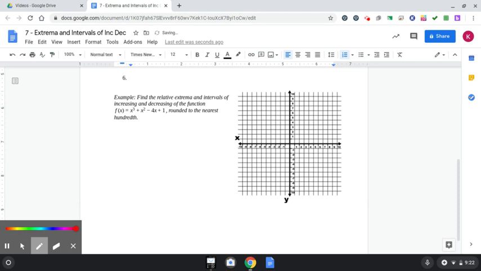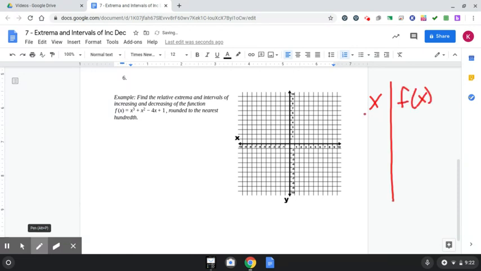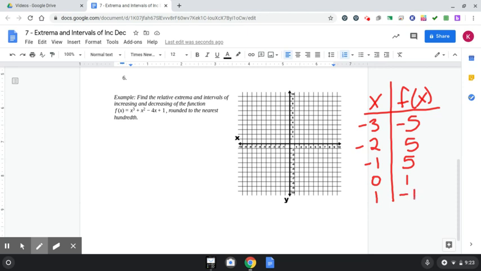So we have, let's see, x and f of x. So we have the point -3, -5, -2, 5, -1, 5, 0, 1, 1, -1, and 2, 5.